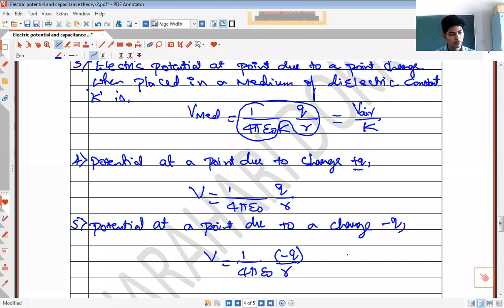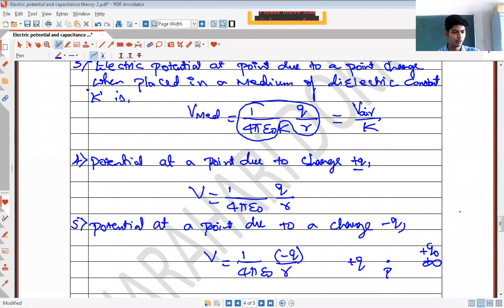Think about this. Suppose this is a positive source charge, and suppose there is a positive test charge at infinity. In order to move this test charge from infinity to say point P, you will have to do work. Correct? You will have to do work against the electric field, or you can also say electric force.